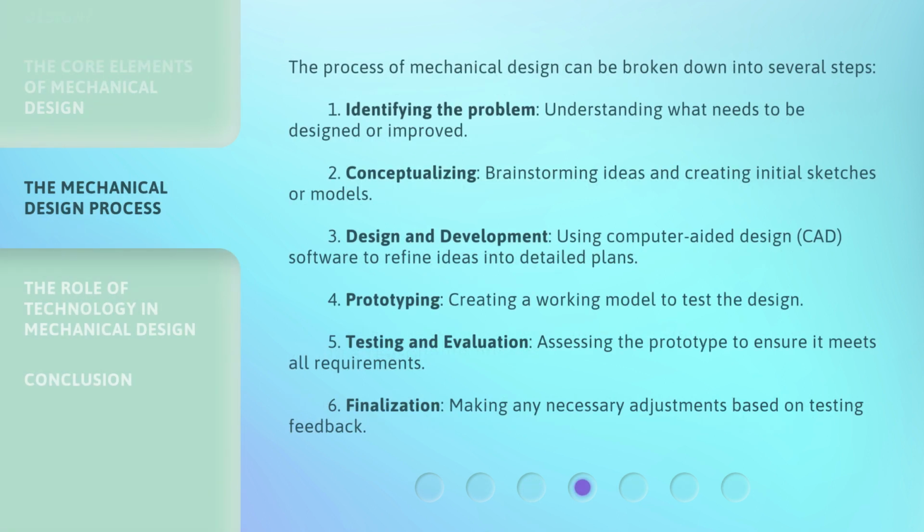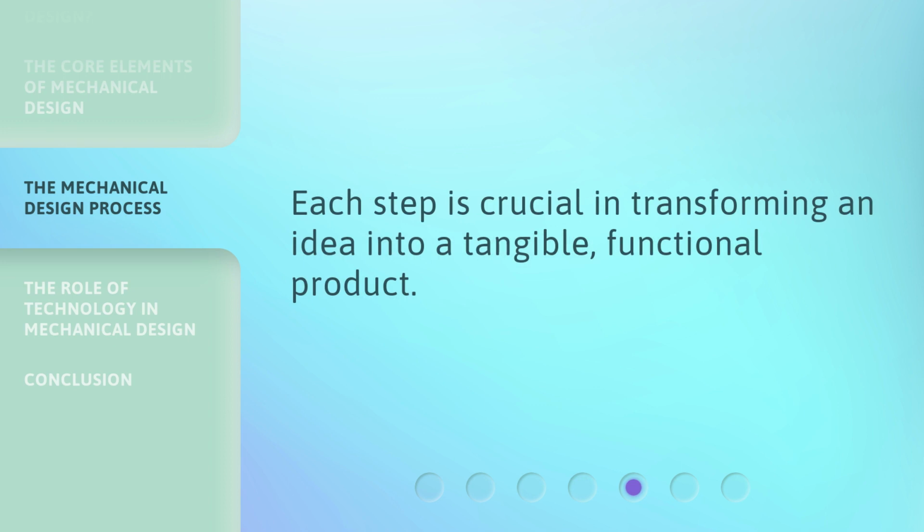The process of mechanical design can be broken down into several steps. 1. Identifying the problem, understanding what needs to be designed or improved. 2. Conceptualizing, brainstorming ideas and creating initial sketches or models. 3. Design and development, using computer-aided design (CAD) software to refine ideas into detailed plans. 4. Prototyping, creating a working model to test the design. 5. Testing and evaluation, assessing the prototype to ensure it meets all requirements. 6. Finalization, making any necessary adjustments based on testing feedback. Each step is crucial in transforming an idea into a tangible, functional product.